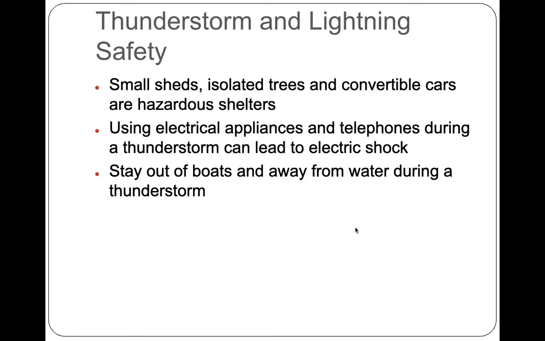Do not go into small sheds, isolated trees, or convertible cars. Those are all hazardous shelters where lightning would strike. So you don't want to get in those. Find big buildings, go to the basement. If you're in your car, you're fine, but a convertible doesn't have a top to it. So if you're in your car, you should be okay because it has the rubber wheels, but you don't have that protective covering in a convertible.